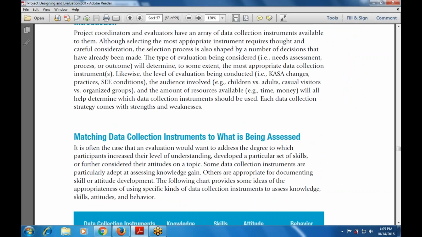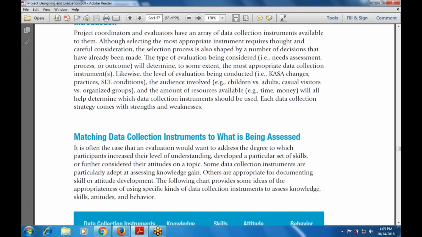The next is matching the data collection instrument to what is being assessed. So we are matching what is being assessed, why it is being assessed, and whom it is being assessed for. It is often the case that an evaluator would want to address the degree to which participants increase their level of understanding. What is the main criterion for level of understanding? Why are we using the level of understanding? Participants may develop a particular set of skills, or further consider their attitude on a topic. These may include assessing knowledge gain, and being appropriate for documenting skills and attitude development.